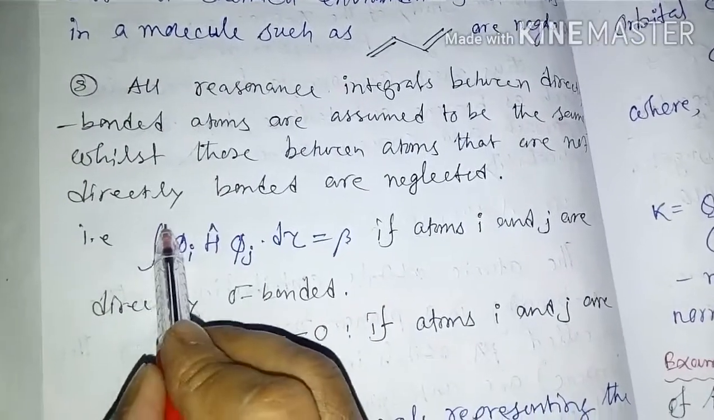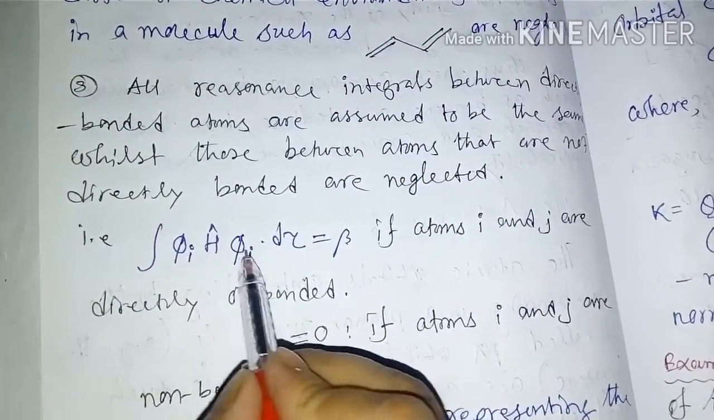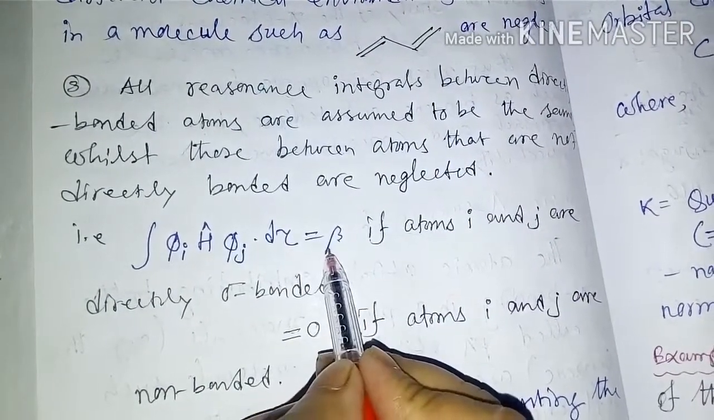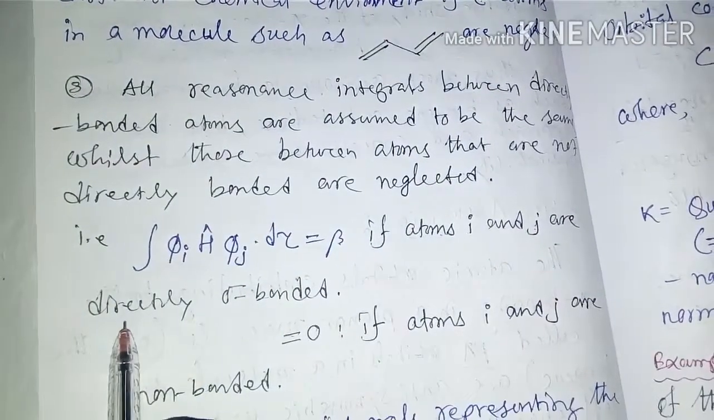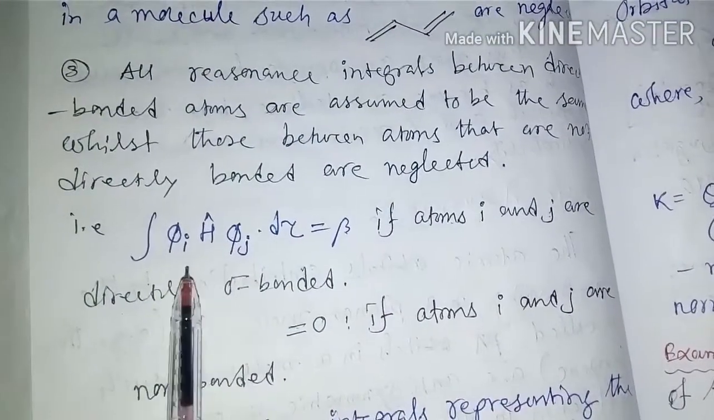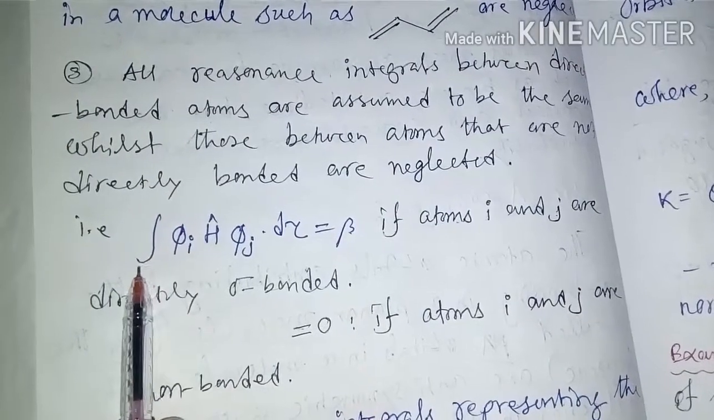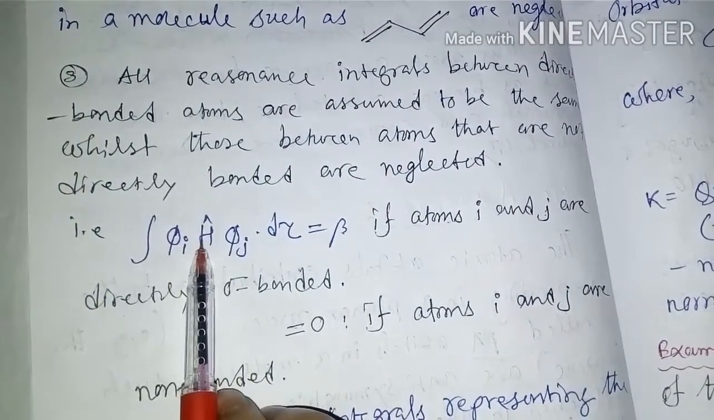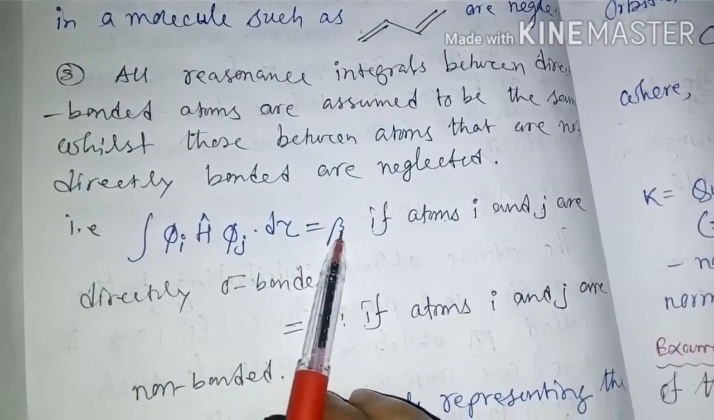Suppose the integral of phi I h cap phi j d tau equals beta if atoms I and J are directly sigma bonded. If directly sigma bonded, then this formula has to apply. So the integral of phi I h cap phi j d tau equals beta.